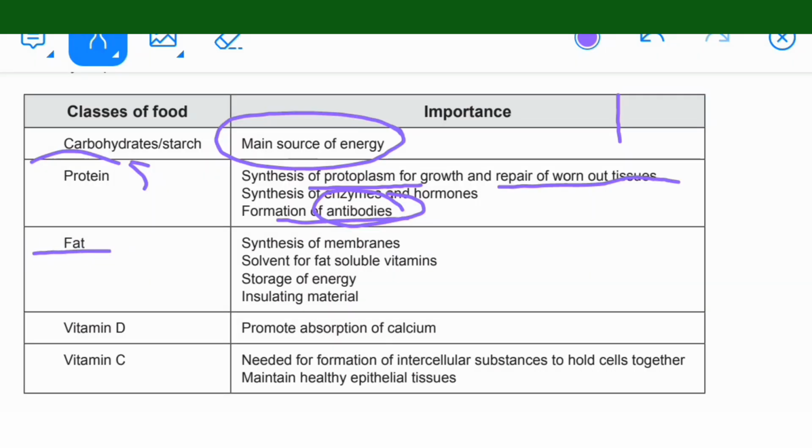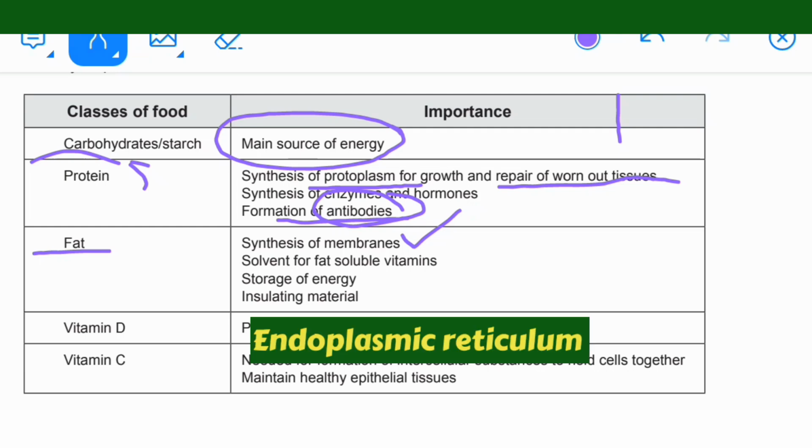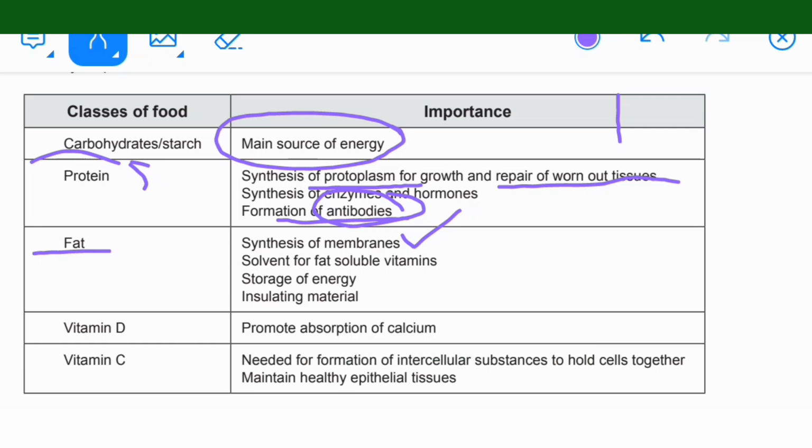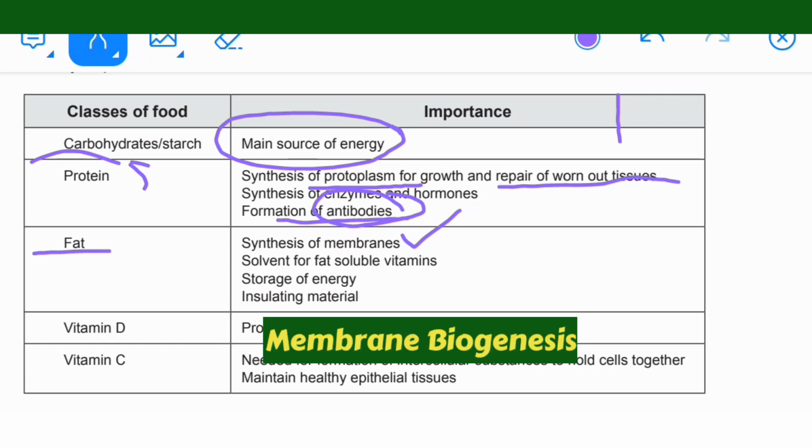Fats are used in the synthesis of membranes. The synthesis of membranes takes place in a part of the cell called the endoplasmic reticulum. Again, there are two types: the rough endoplasmic reticulum and the smooth endoplasmic reticulum. And the process of synthesis of membranes is called membrane biogenesis. Okay, let's move to the next one.